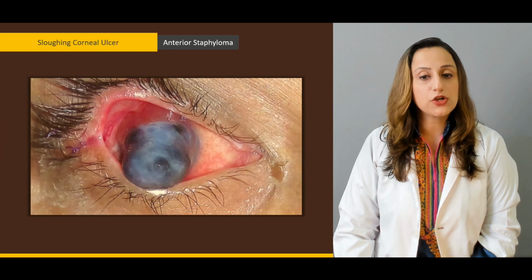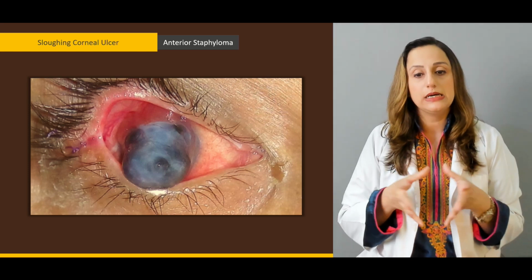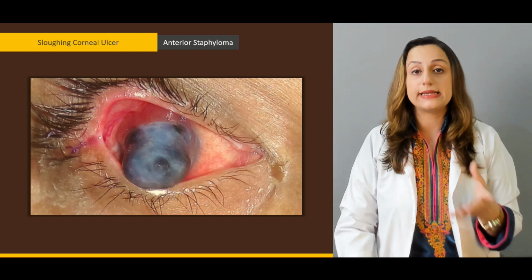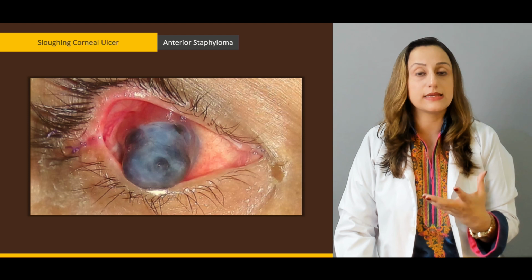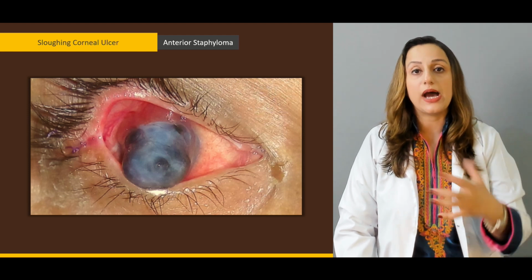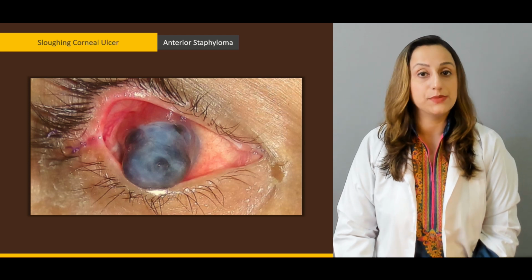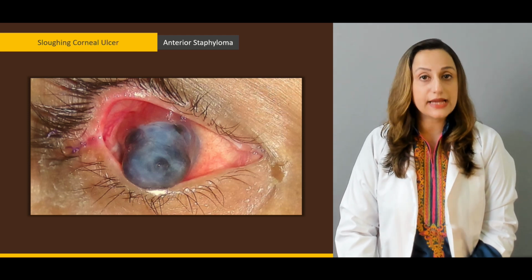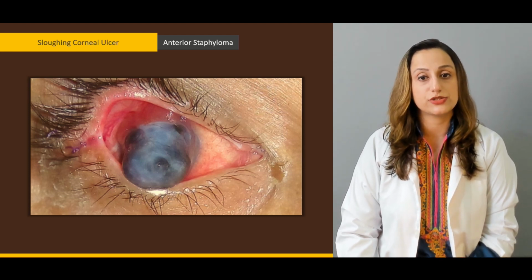Now, the sloughing of the corneal ulcers, this is how it looks. This is how the anterior staphyloma presents to you clinically. The whole of this iris and the whole of this cornea is basically sloughed off, and you have a pseudocornea that is basically covering the iris and the eyeball. So this is the particular kind of picture, and it's basically a complicated case of corneal ulceration.